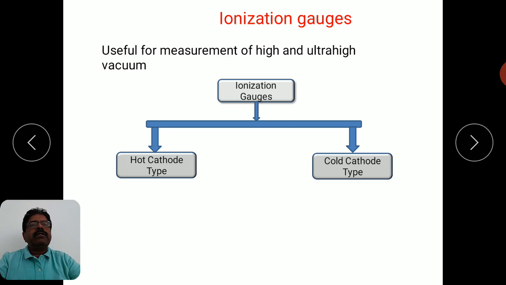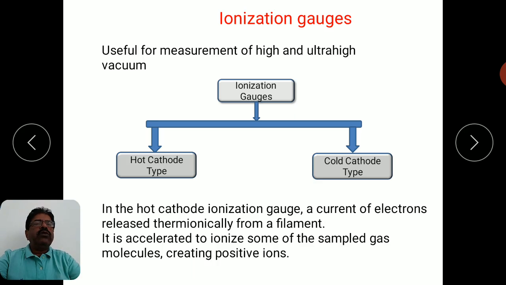Now let us discuss here the particular type of hot cathode gauge, and especially the triode type of ionization gauge, hot cathode ionization gauge, that we are going to study in this particular lecture. Okay, so in the hot cathode ionization gauge, you know that a current of electrons is released thermionically from a filament. So basically a filament is heated electrically and electrons are emitted from this filament. These electrons are further accelerated to ionize some of the gas molecules.